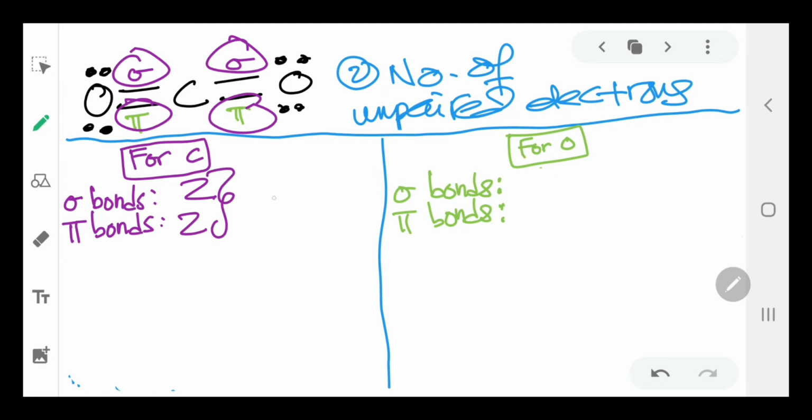So how many unpaired electrons? We need 4 unpaired electrons. Okay, so what about each of the oxygen?